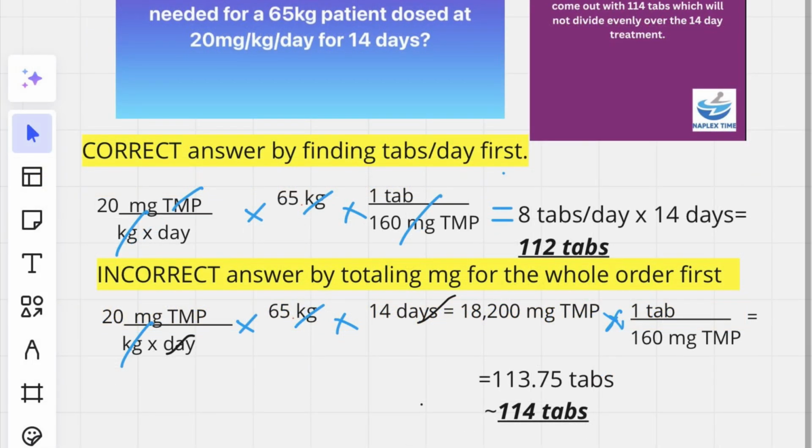The moral of the story is, to get the right answer, we actually need to round first to how many tabs per day.